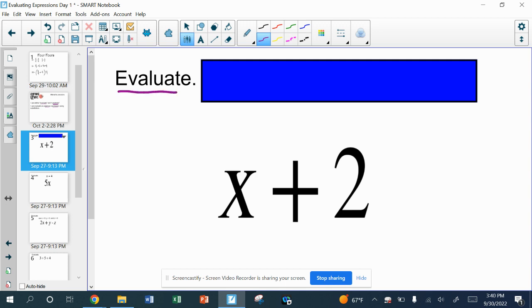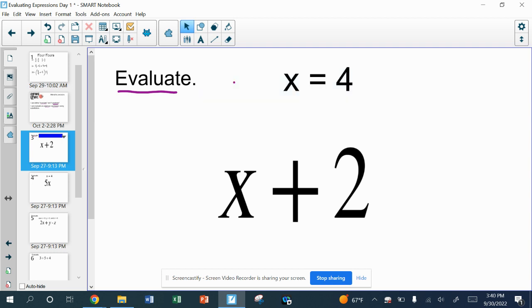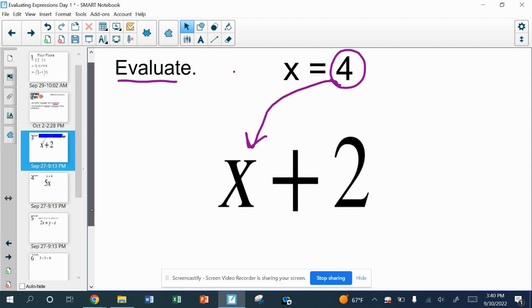So if I say evaluate, you'd be like, Mrs. Kempe, I can't do that. However, if I can get rid of that box, I could say, oh, by the way, I'm going to tell you what the x is equal to. This x is really a 4. I want you to put that 4 in place of the x. The x is going to go away. Instead of that x, I want you to put a 4 right there.